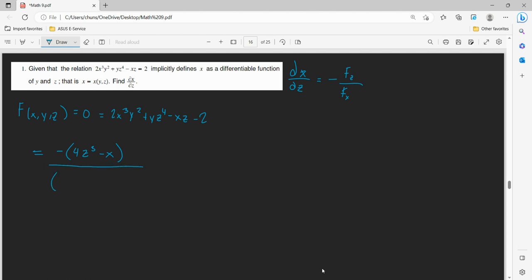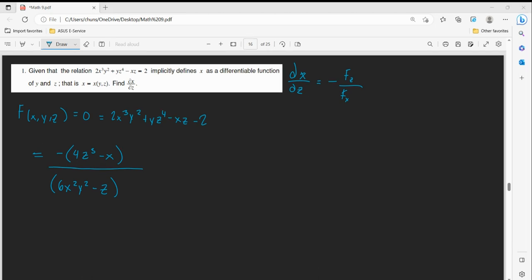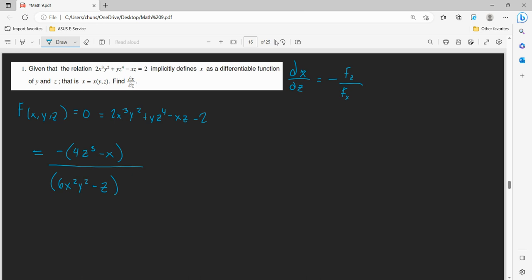And then this is over with respect to x, this is 6x squared y squared minus z. Sorry, I forgot a y here. Right, and that's it for this question. You can put a restriction because we can't have anything divided by 0, so as long as 6x squared y squared minus z is not equal to 0.